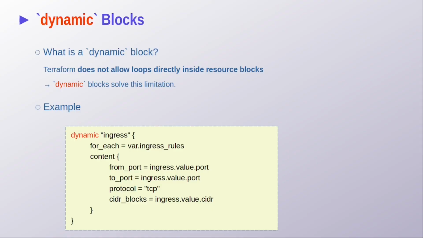Dynamic block. What is a dynamic block? Terraform does not allow loops directly inside resource blocks, so we use dynamic. A dynamic block generates nested blocks based on input data. Example: Terraform first reads ingress rules. Next, loops over them. Next, generates ingress blocks. Where is this used? Security group, IAM policy, load balancer rules. This is advanced but essential Terraform. Terraform processes data, generates, and creates infrastructure.